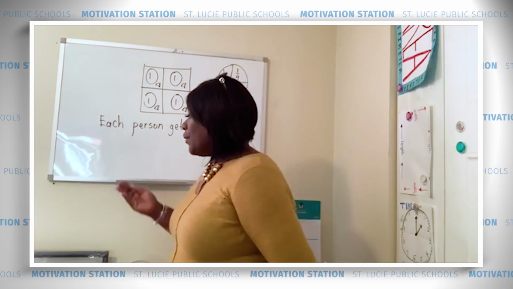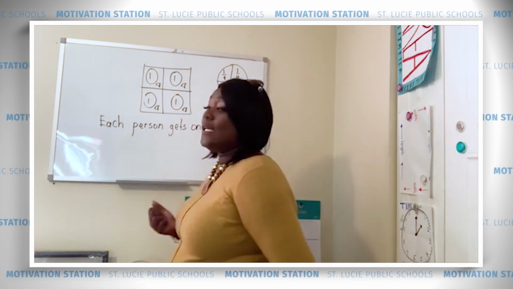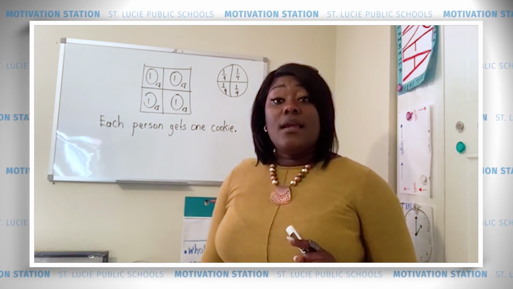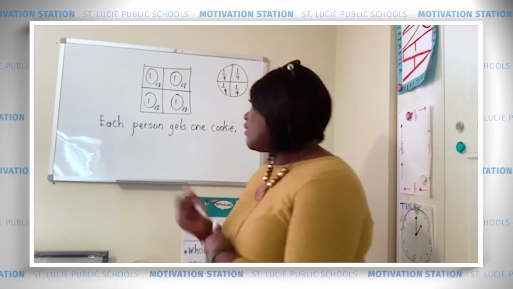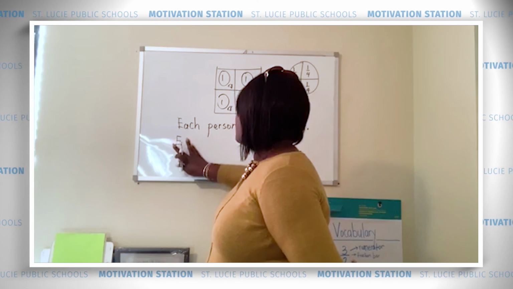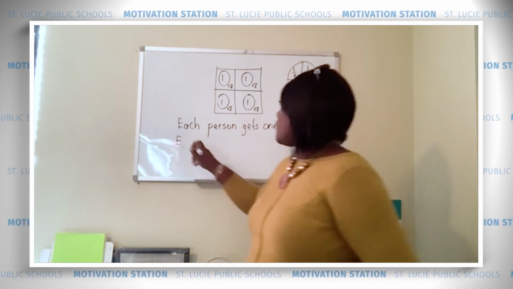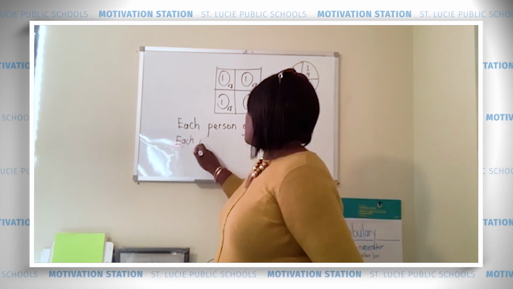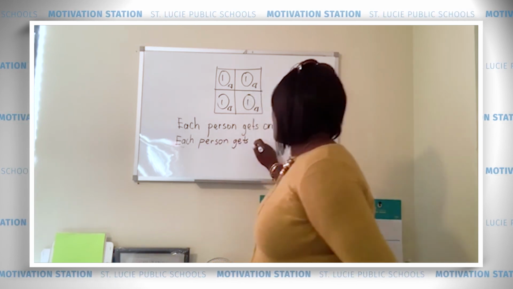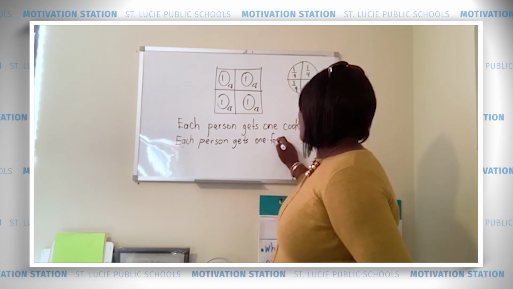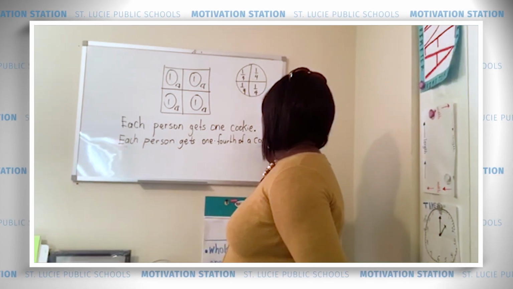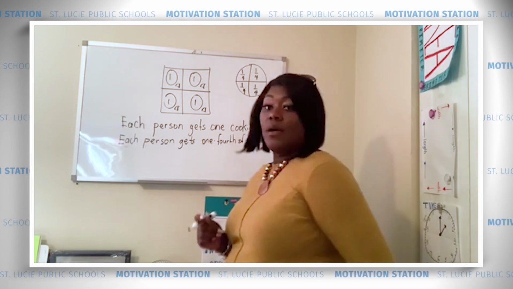So, if you were going to share 5 cookies among 4 people, each person will get 1 cookie and 1/4 of that 5th cookie. So let's write that down. So we know that each person gets 1 cookie. Each person gets 1/4 of a cookie. Write that down as well.